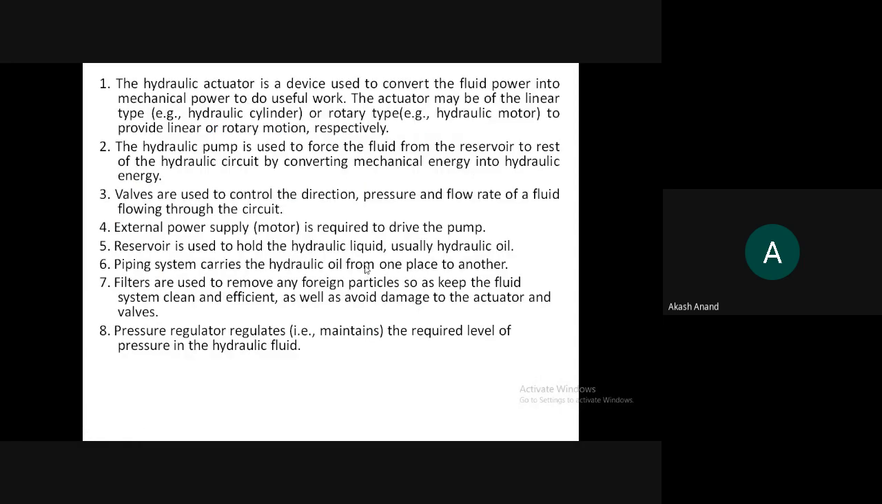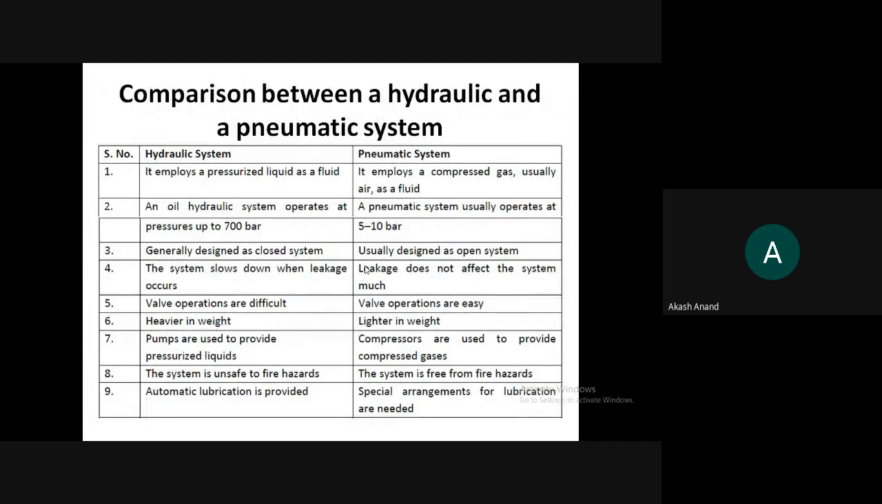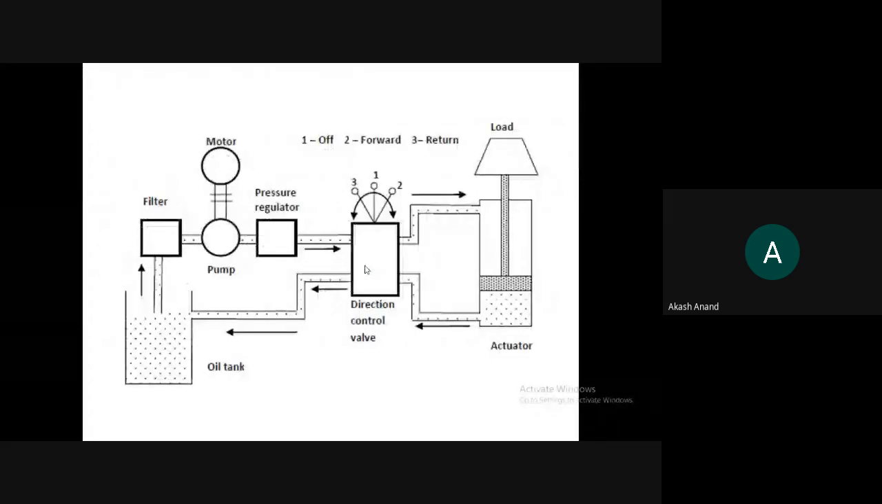So next is a piping system, which carries hydraulic oil from one place to another, and filters. Filters are used to remove any unwanted particles from the fluid. And next is the pressure regulator, which regulates the pressure required for working. So these are the basic components and working of a hydraulic actuator system.